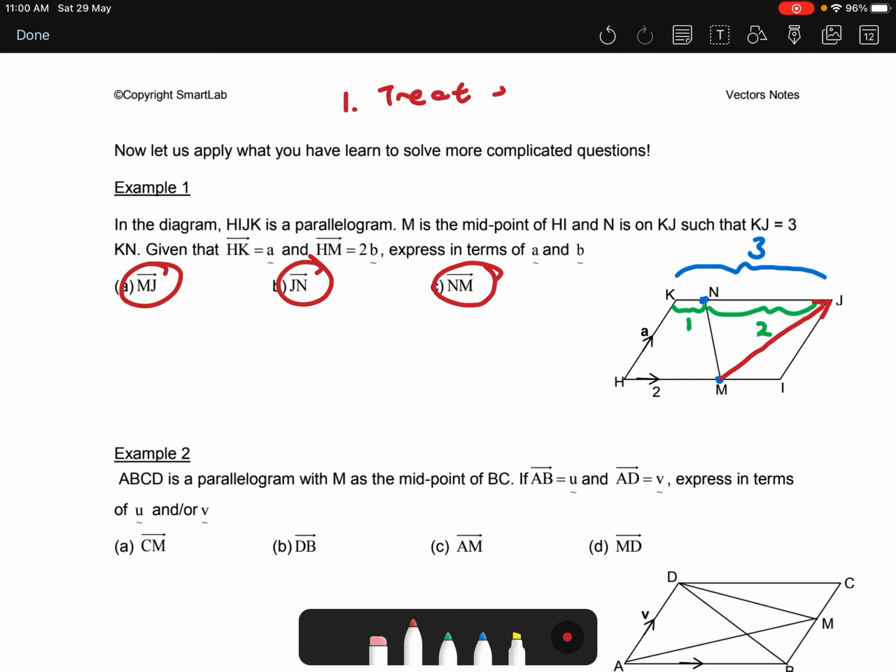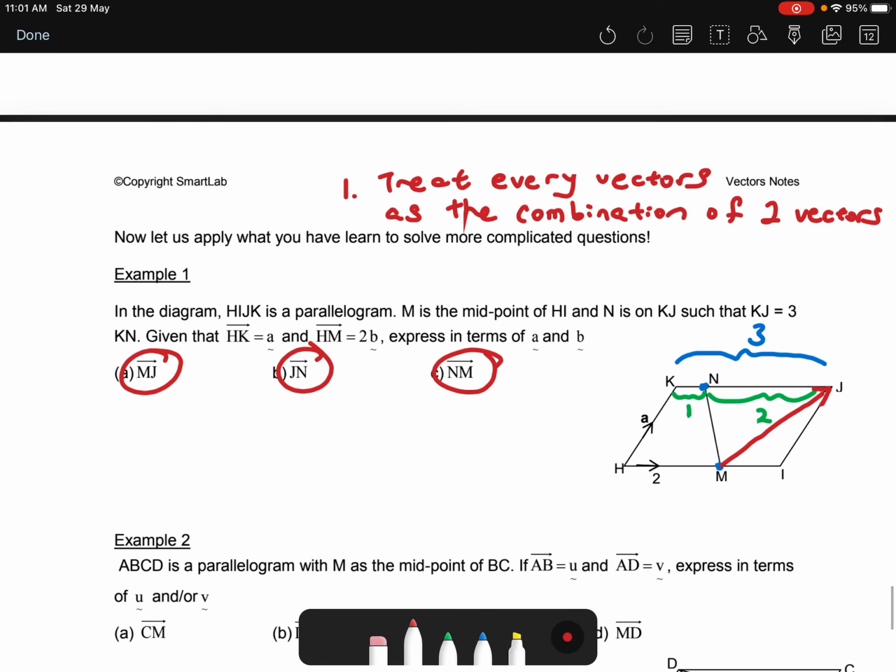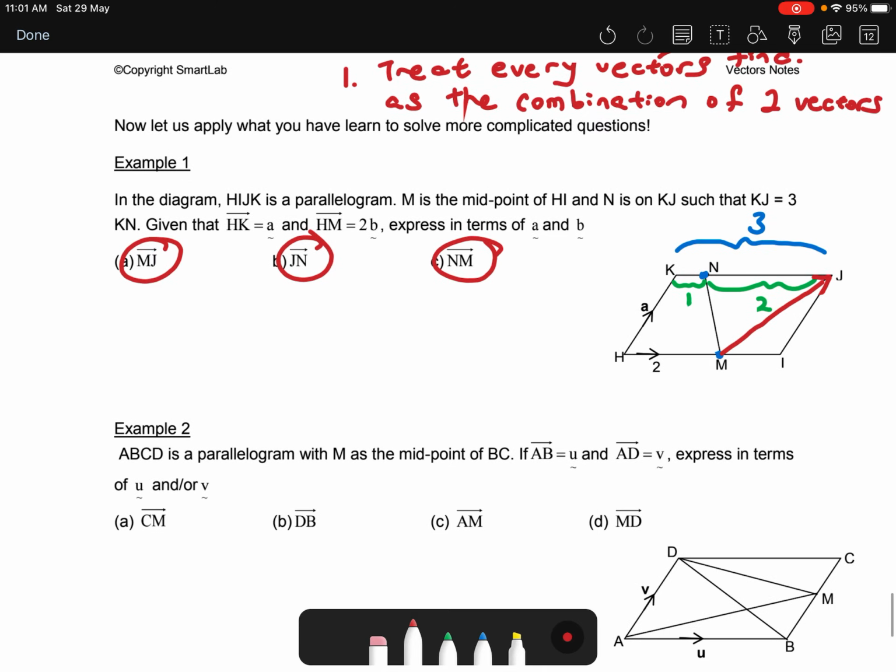Treat every vector as the combination of two vectors. What do I mean by every vector? These are the vectors you are trying to find, or what the question asks you. So if I treat my MJ as a vector, I put a double arrow.